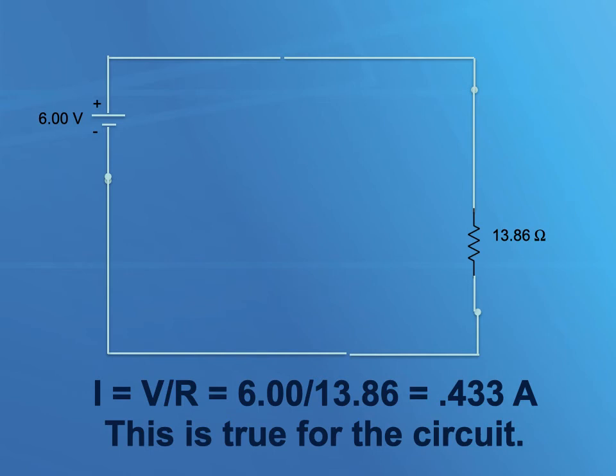That is the current for the entire circuit. This is the amount of current going through the circuit. This is how much water is flowing through the pipes, okay?